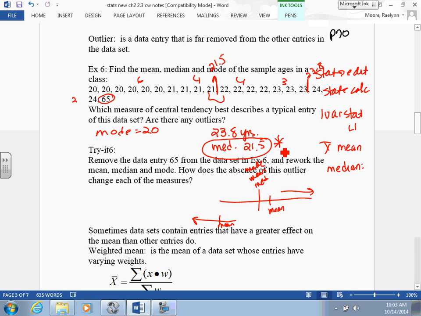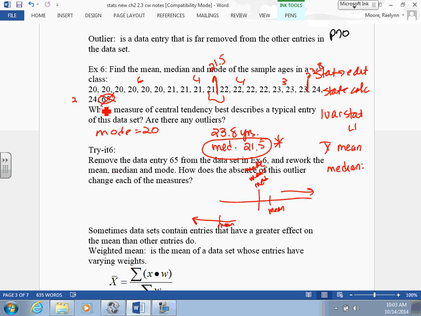Now, if we remove the 65 from this data set, let's take this out. We have no more outlier. Those numbers are really, really close. Your mean and your median will be the middle of your data. You'll be able to use either one because your numbers are close together.